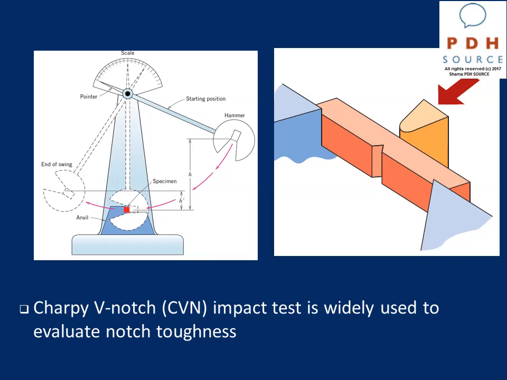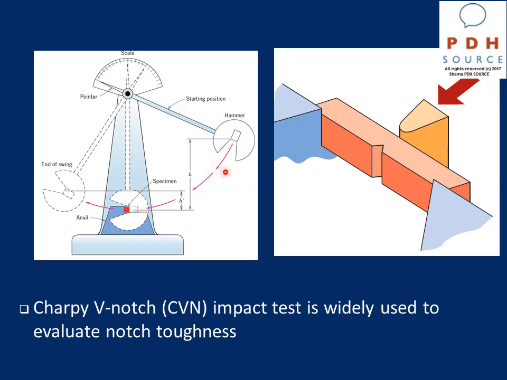In fact, the Charpy V-notch impact test is widely used to evaluate notch toughness. We call this the CVN impact test. Here we prepare a specimen which is in the form of a bar that has a rectangular cross section, and we form some kind of notch in the bar. The bar after that is placed inside the machine. The machine has a pendulum provided with a hammer.